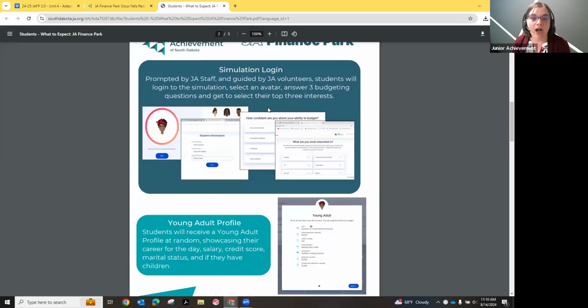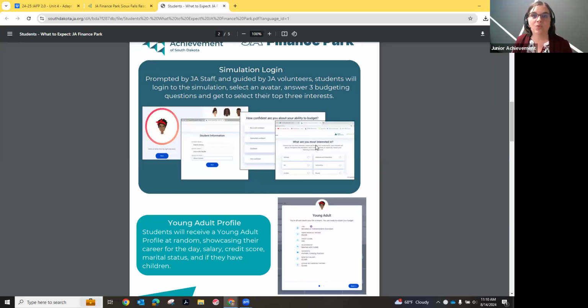We're going to help walk them through setting up the simulation. So once they log in, we'll provide them the username and password. They're going to get to pick an avatar. They're going to put in their personal information and school and teacher name. Then they're going to answer 3 questions about just basic budgeting: how comfortable do they feel about it, etc., and what are they most interested in? They get to pick their top 3 interests.